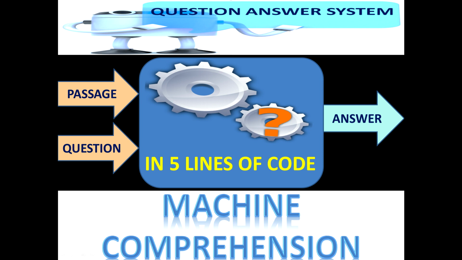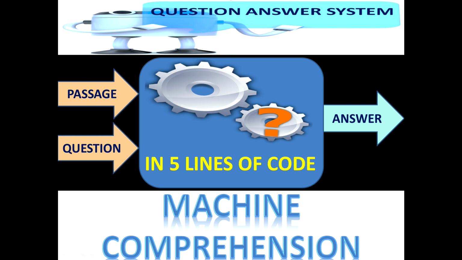Everyone, my name is Abhishek Jain, and through this video we are going to build our own question answer system in just 5 lines of code. To build our own question answer system, we are going to utilize an open source Python library known as Allennlp.